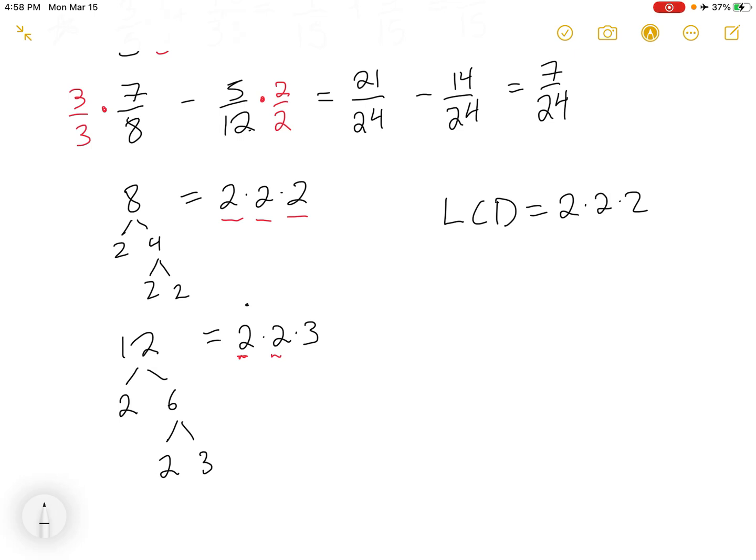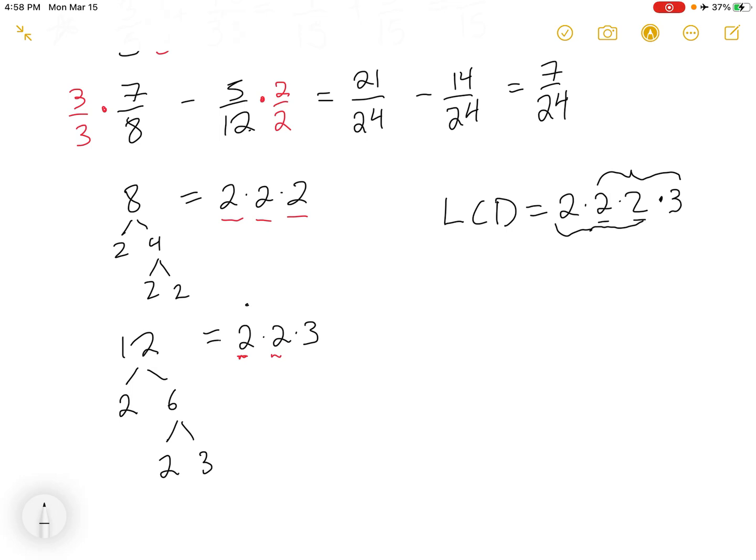But now when I'm moving on to 12, I need to be able to see 2 times 2 times 3. Well, I've already got 2 2s in there. So I just need to add a 3. Now if I look at this part, there's my 8. And if I look at this part, there's my 12. So I can actually use these 2 shared primes when I'm looking at both the 8 and the 12.